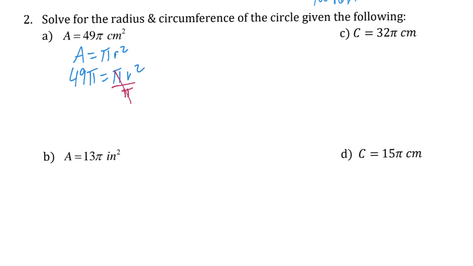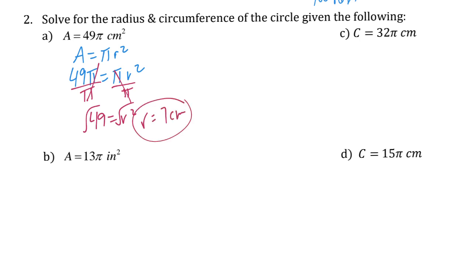If you didn't already have a pi, you could use your calc to do whatever it is divided by pi, and you get a janky decimal. In this case, we're just dividing by pi and there's already one, so it cancels out. So this answer is going to be really easy. If it didn't already have a pi in it, you would get a janky decimal. Okay, and then to get plain old r, you square root both sides. You get r is equal to 7, and that's centimeters.